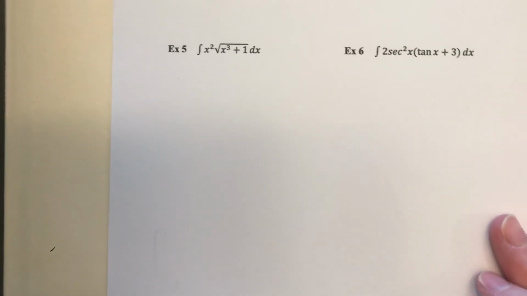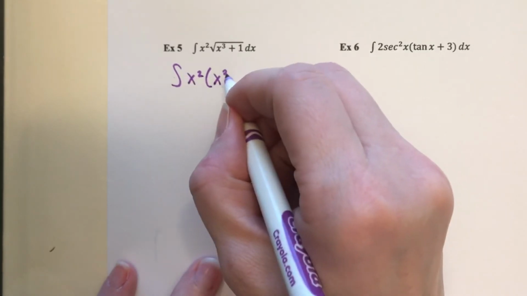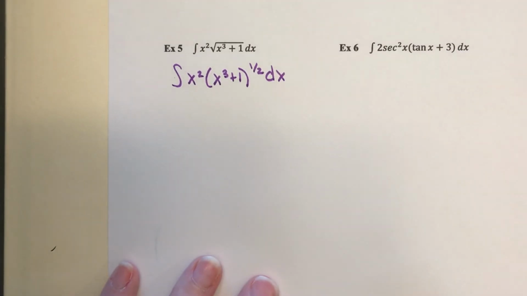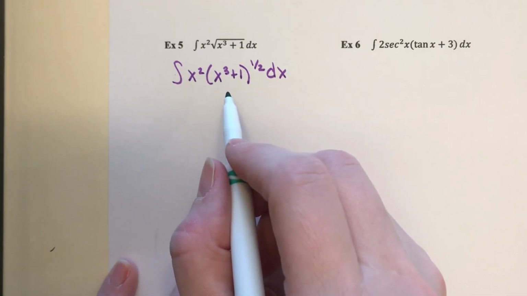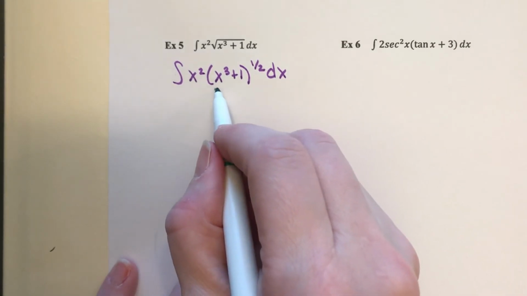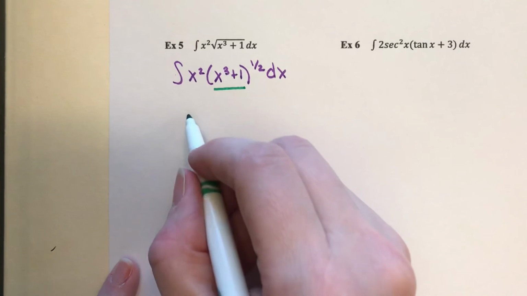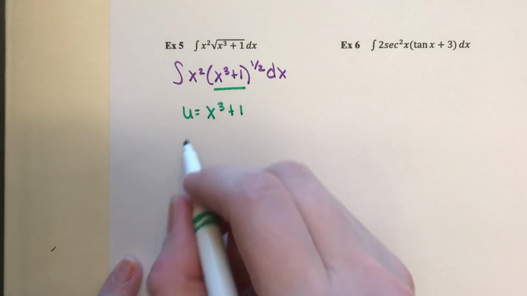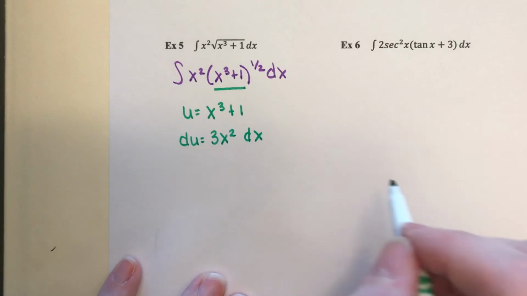Okay, let's try a couple more here. So let's go to number 5. So right away, number 5, I'm going to rewrite this because we have a radical. And I'm going to pick my u. The part in parentheses is my u. So u is equal to x to the 3rd plus 1. So I'm going to take my derivative. du is 3x squared dx.